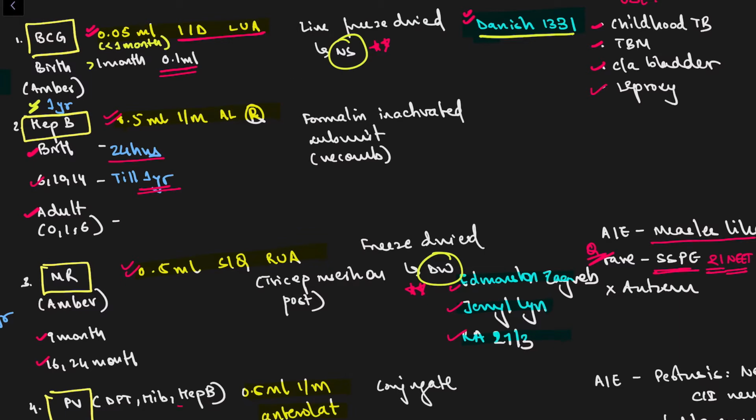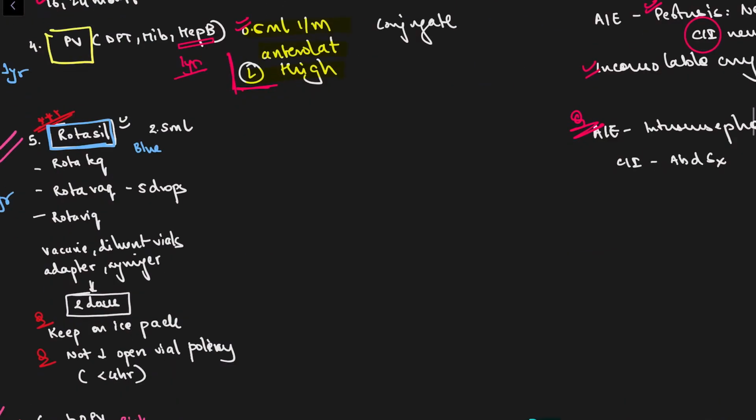Since it contains Hep B, it can be given only up to 1 year of age. Dose is again 0.5 ml intramuscular, and it is given in the right anterolateral thigh. It is a conjugate vaccine, and the adverse effects are that there can be neurological deficits due to the pertussis component. Hence, it is contraindicated in neuropathies and immunodeficiencies, right? And there can also be inconsolable cry.